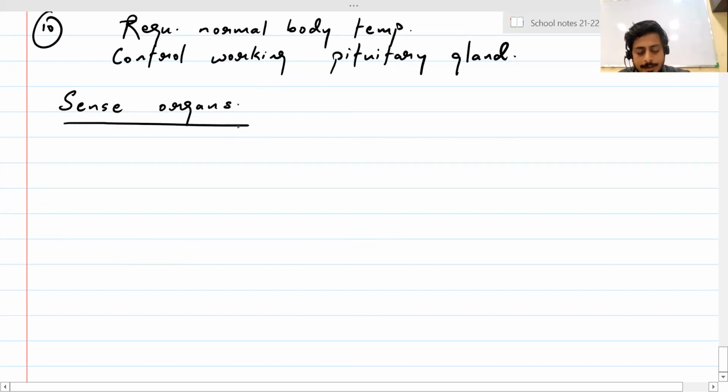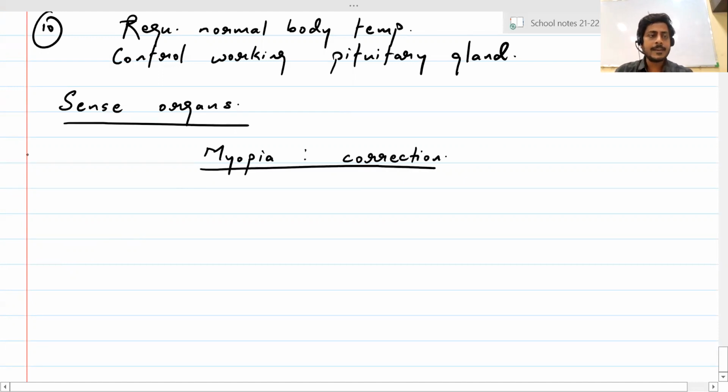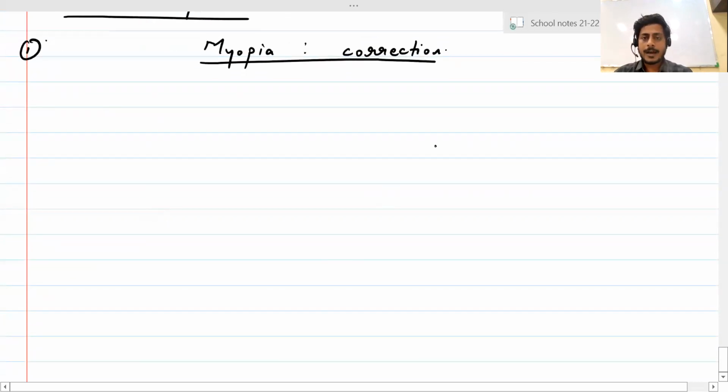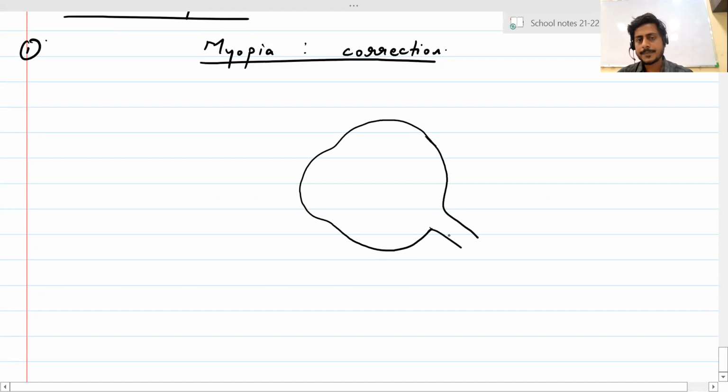First one was a diagram showing correction of myopia. We know that the correction for myopia is a concave lens. So first make sure you give your title, which is myopia correction. Then you draw the outline of your eye. So this is the protruding part. And you can draw the optic nerve like this. This could be the lens here.